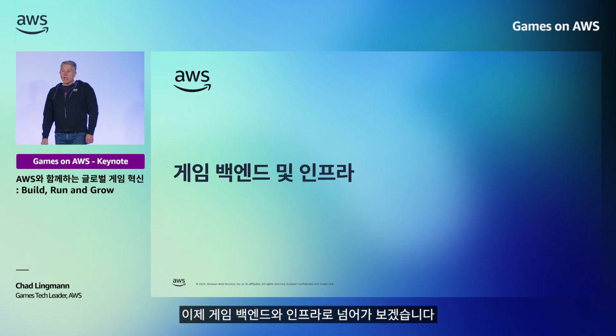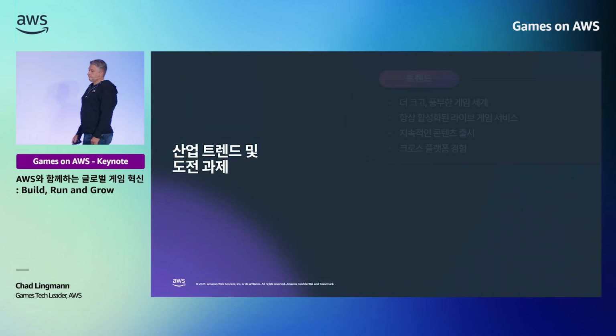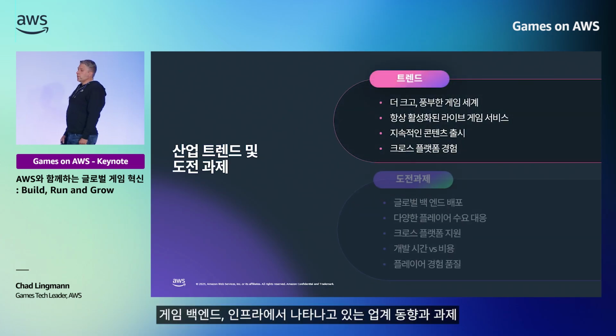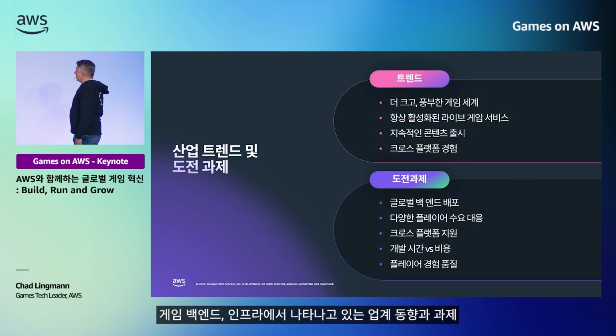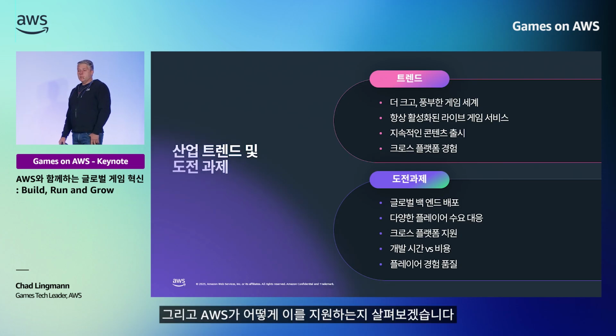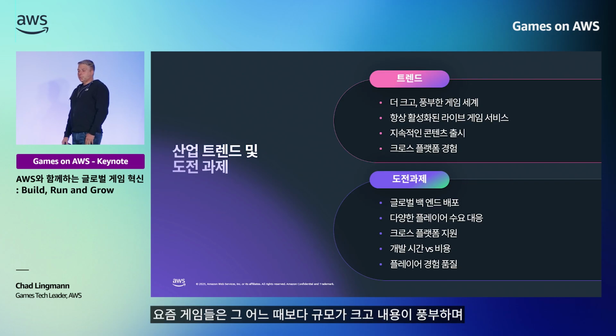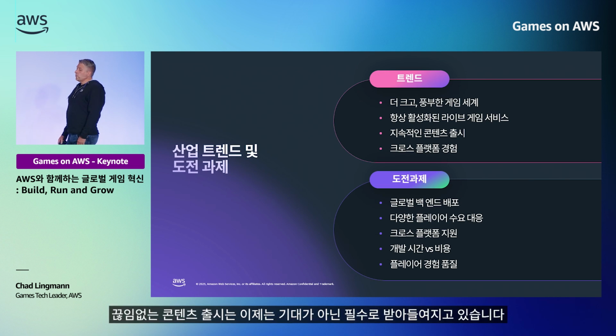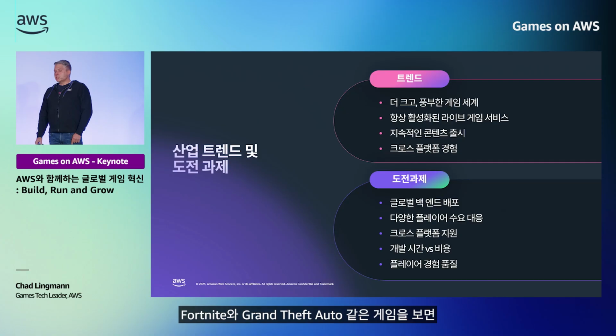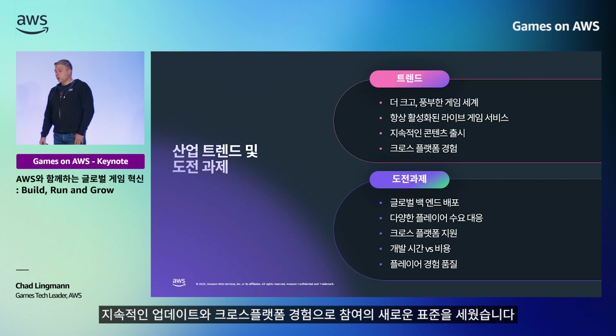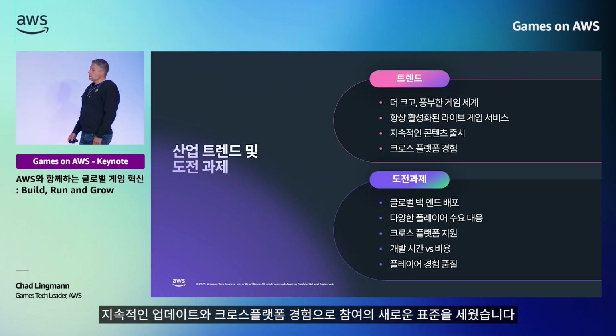So moving on to game backends and infrastructure. Let's discuss some of the industry trends and challenges that we're seeing in game backends and infrastructure, and how AWS is uniquely positioned to help. The industry has evolved dramatically. Today's games are bigger and richer than ever before, and we now have many long-lived live service games, where continuous content releases are not just expected, but essential. Look at games like Fortnite and Grand Theft Auto. They've set new standards for ongoing engagement through constant updates and cross-platform experiences.